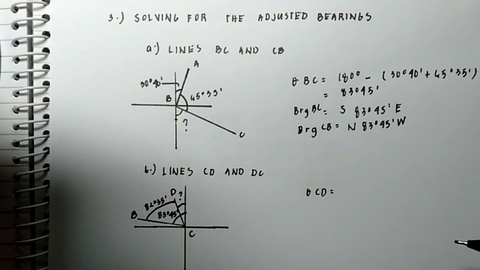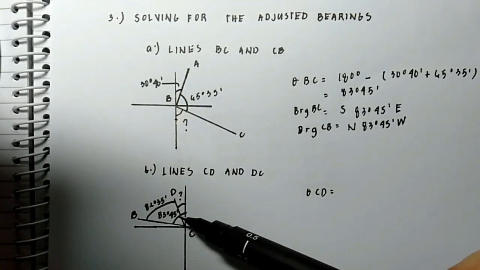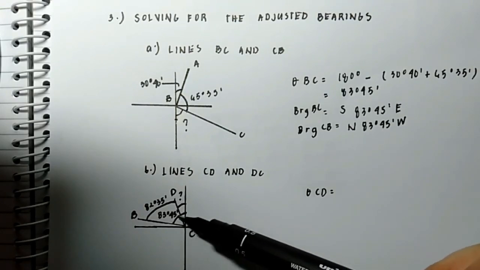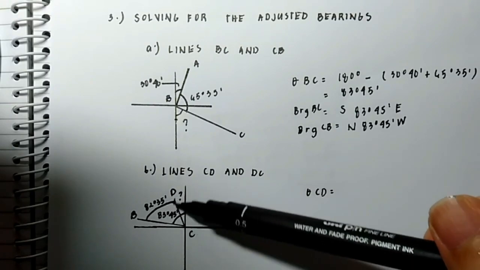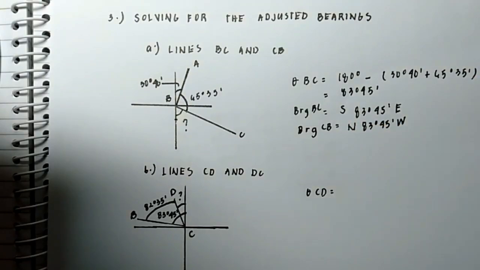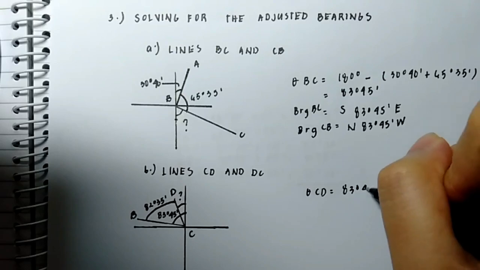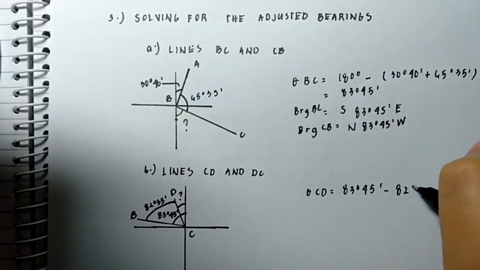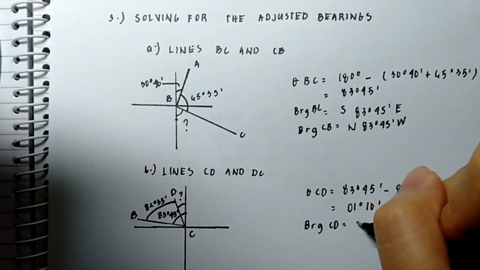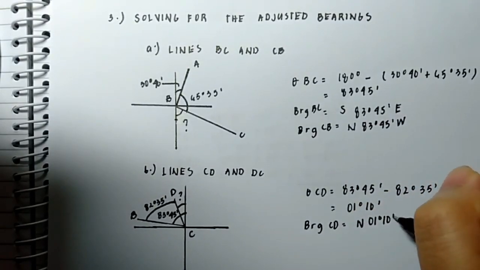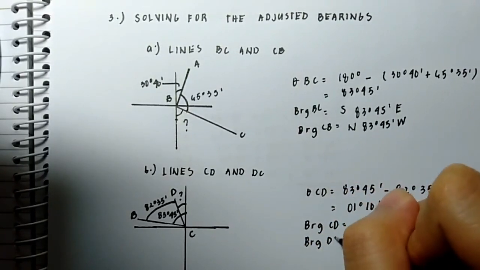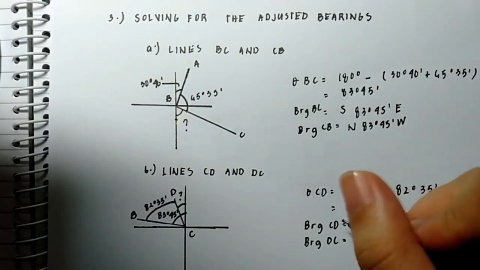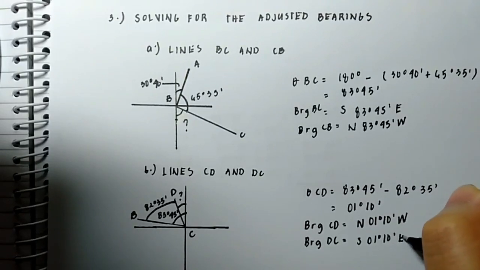So, next would be the adjustment of lines CD and DC. So, ang gagawin natin dyan sa solution ay isasubtract lang natin ito kasi since ito hanggang dito siya and ito lang. So, para matira lang ay ito. So, ang formula for that, actually, isasubtract nga lang natin. So, ito siya, 83 degrees and 45 minutes minus 82 degrees and 35 minutes. So, ang answer for that is 1 degrees and 10 minutes, or for bearing CD, it is north 1 degrees and 10 minutes west. So, for DC, ano yung sabi natin kanina? Opposite lang siya. So, ano ang opposite ng north? That would be south. And ang west ay east.